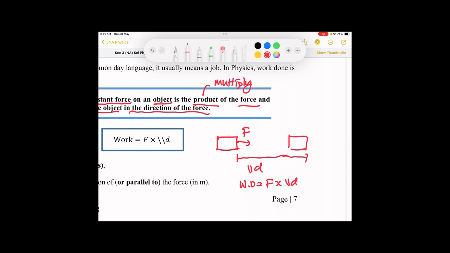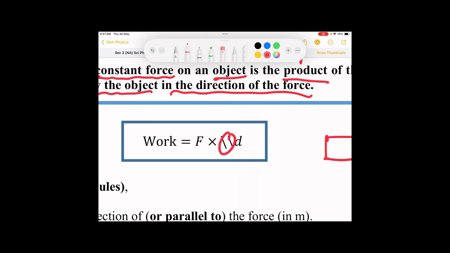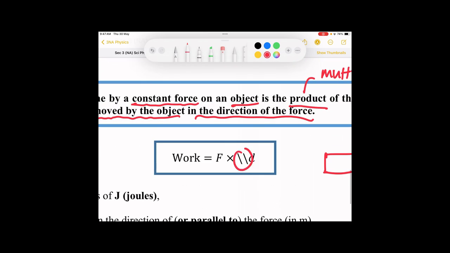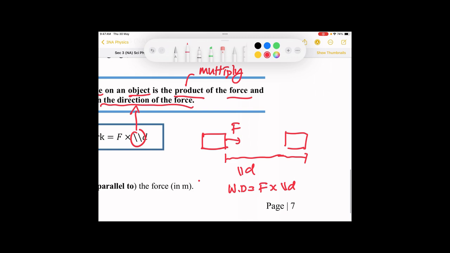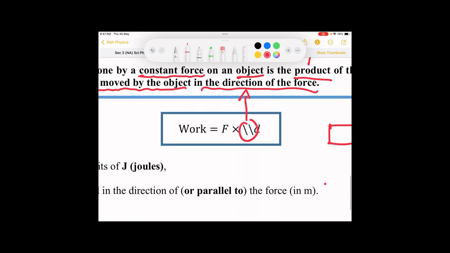If you read textbooks or other reference books, you will see that nobody bothered to write this parallel. Parallel is there because the distance must be in the same direction as the force. If I apply the force to the right, but the object moves in a different direction, then there is no work done by this force. So this parallel tells us it must be in the same direction. But for exam purposes, you need not write the parallel sign. It can just be force times distance.